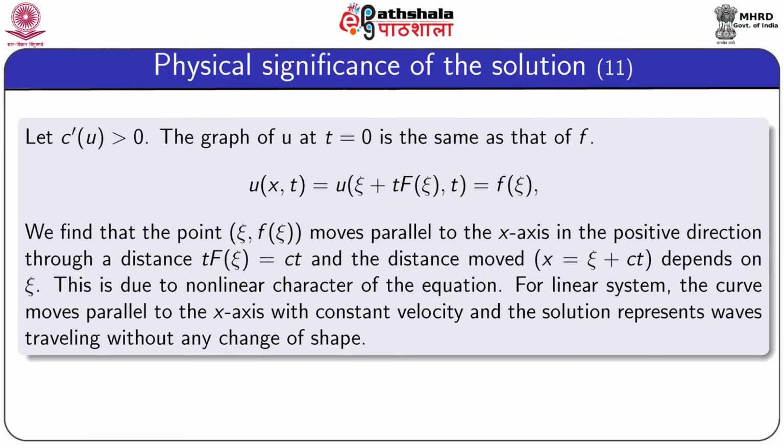First of all, we assume that c dash(u) is a function such that it is positive, and we know that the graph of u at time t equal to 0 is the same as that of the function f.